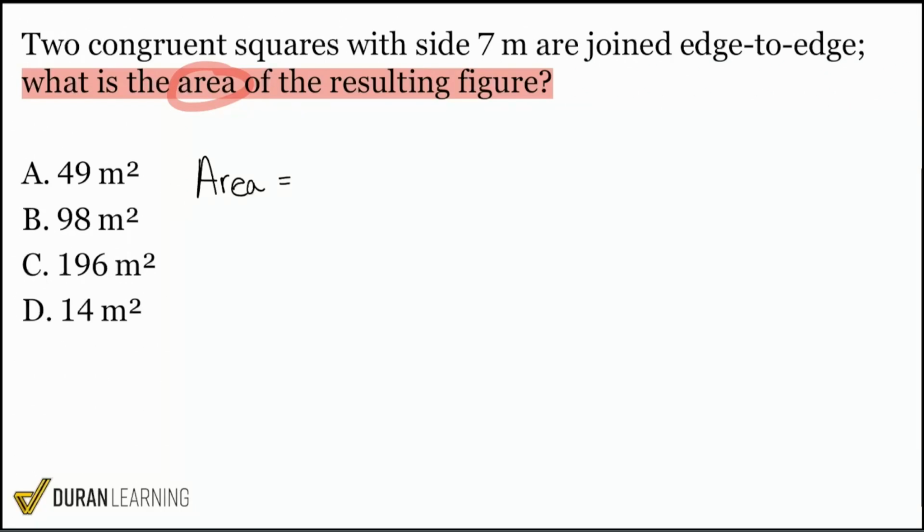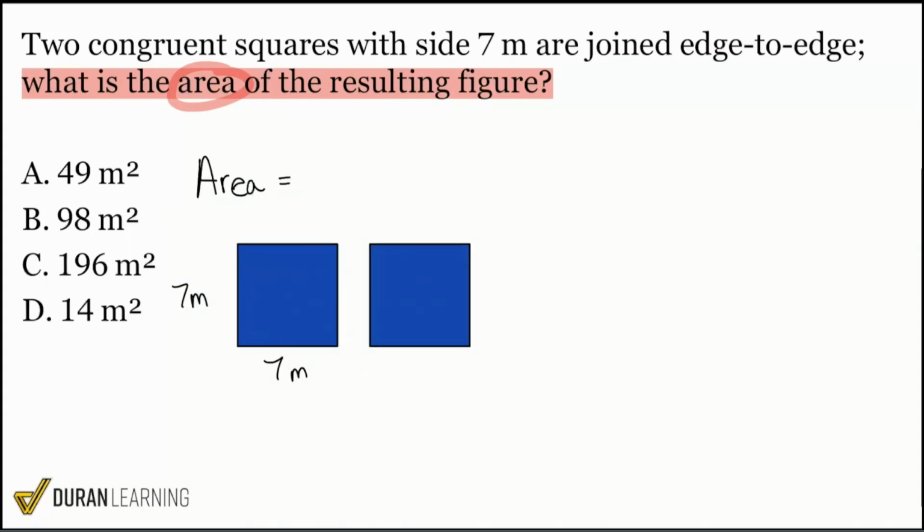But just like the previous question, it says two congruent squares. So congruent meaning the same. So two squares that are the same with a side of 7 meters are joined edge to edge. So when we think about that again, just like we did in the previous one, 7 meters for each side. And again, we have a duplicate of it right over here. And this one again is 7 meters by 7 meters. Now, when we join them together, boom, you can consider that a rectangle. Or since it's just the sum of the areas, we can think about it as two separate squares. Either way works just fine.